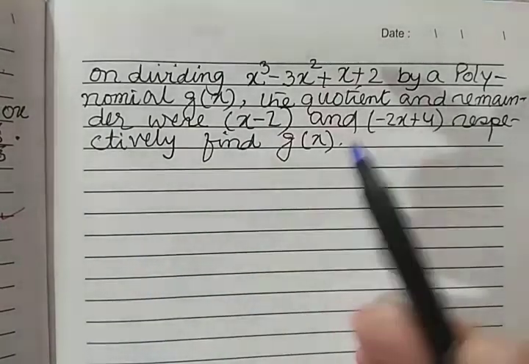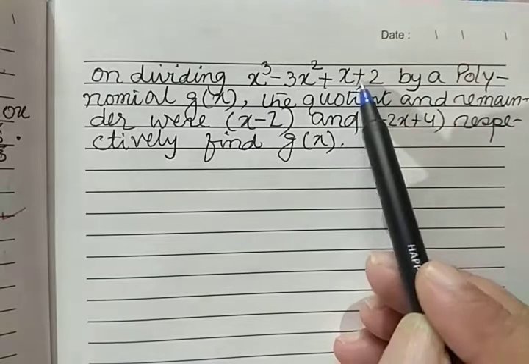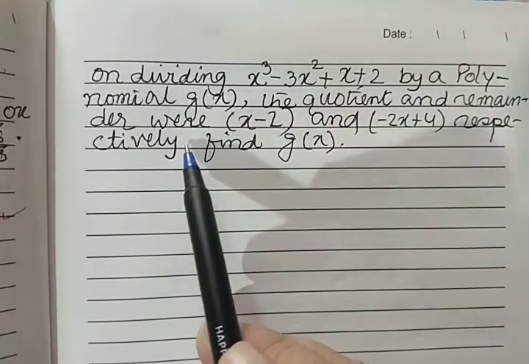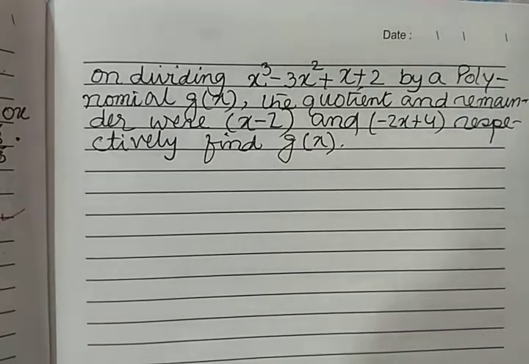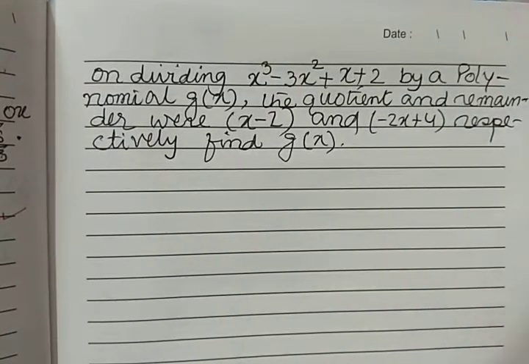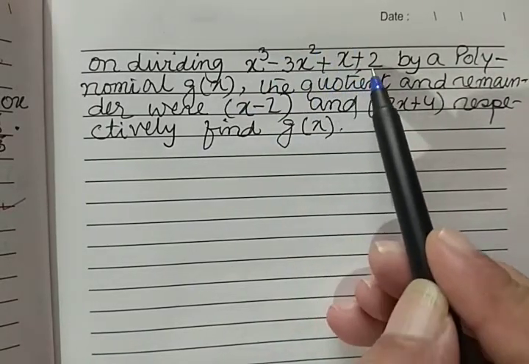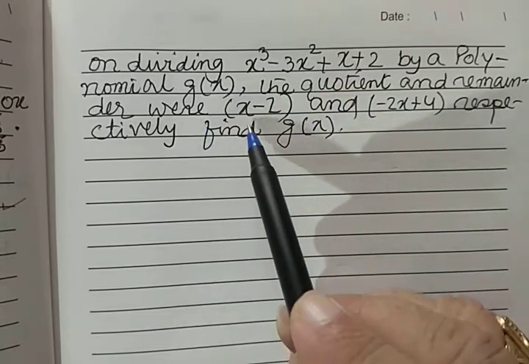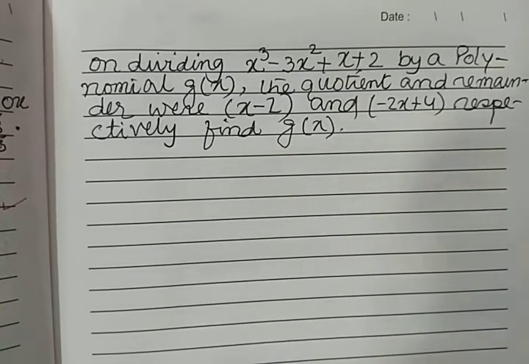So, this is your next sum. On dividing x cube minus 3x square plus x plus 2 by a polynomial g of x, the quotient and remainder were x minus 2 and minus 2x plus 4 respectively. Find g of x. What is given? Clear?